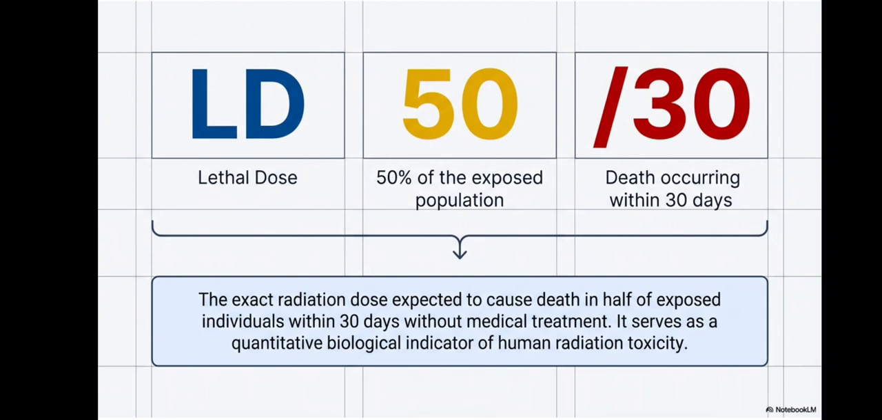Definition of lethal dose 50/30: it is the radiation dose expected to cause death in 50% of exposed individuals within 30 days if no medical treatment is provided. The value provides a biological indicator of radiation toxicity in humans.